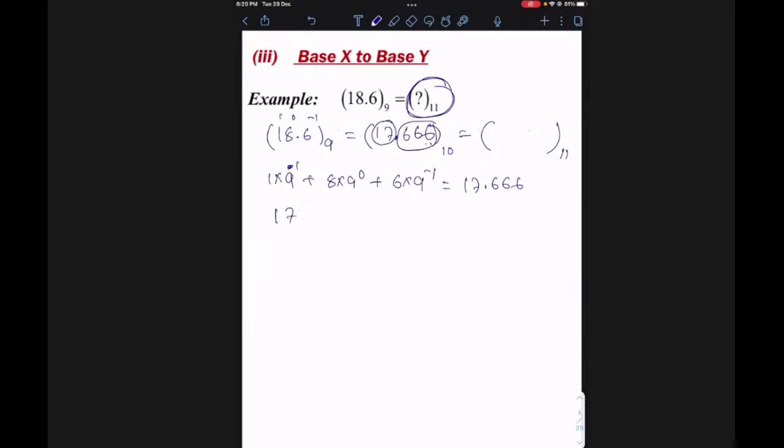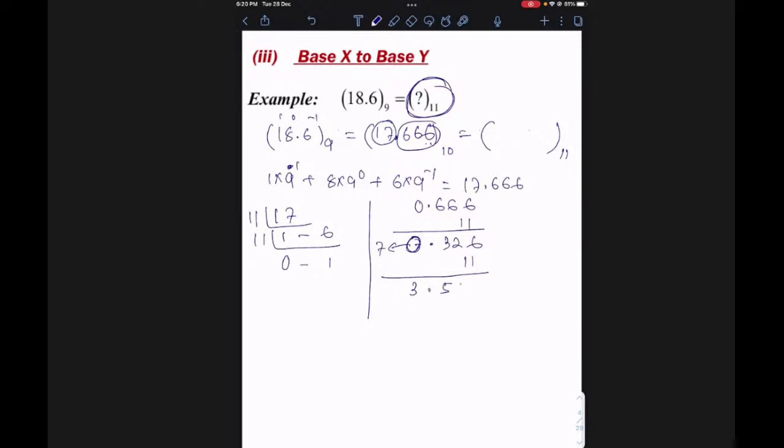So if I do that, 17 divided by 11 is coming 1, the remainder is 6. Again, if you divide 1 by 11, this is 0, and the remainder is basically 1. So this is the integer part, and the fractional part is 0.666. You have to multiply by 11. If you multiply by 11, this is coming 7.326. As I said, you have to always make it 0. So this 7, I'm taking it out, making it 0. Again, I'll multiply with 11 because my required base is 11 in this case. If I multiply with 11, this is coming 3.586.